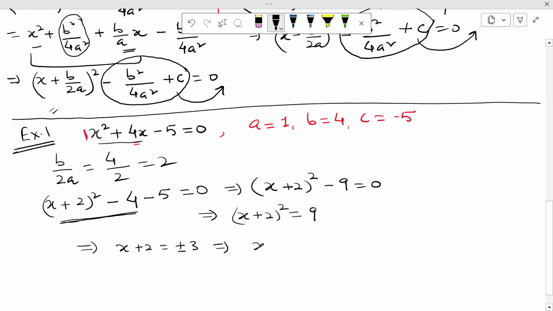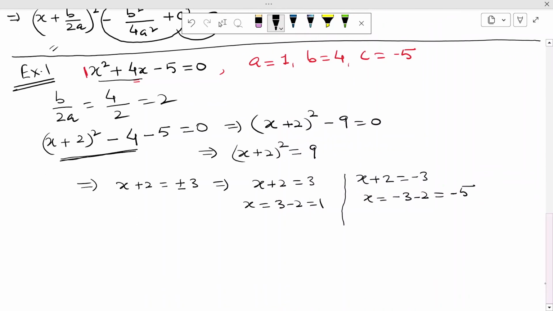So from here, when you consider this as x plus 2 is equal to plus 3, then you will get the value of x as 3 minus 2, which is equal to 1. And when you are considering this x plus 2 as minus 3, then x is equal to minus 3 minus 2, so this is minus 5. So we are having the solutions of this quadratic equation as 1 and minus 5.